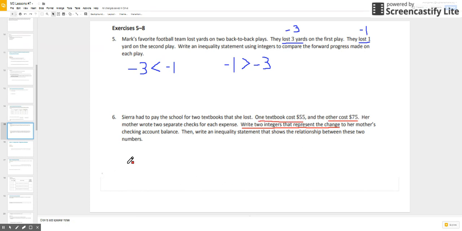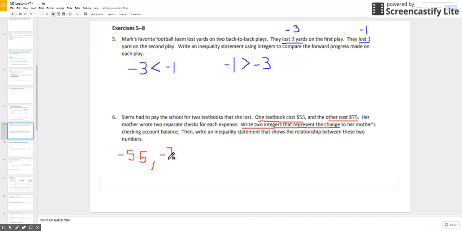Go ahead and pause the video. I want you to try this on your own once again, just like we did above. Come back and I'll show you the answers. All right, so once again, hopefully you have a cost of $55 is negative 55. That's one integer. And the other integer is negative 75. So hopefully those are the 2 numbers that you came up with.